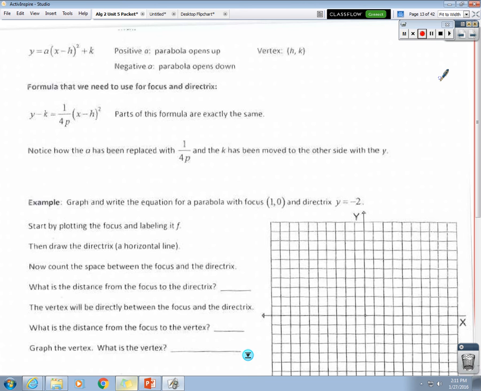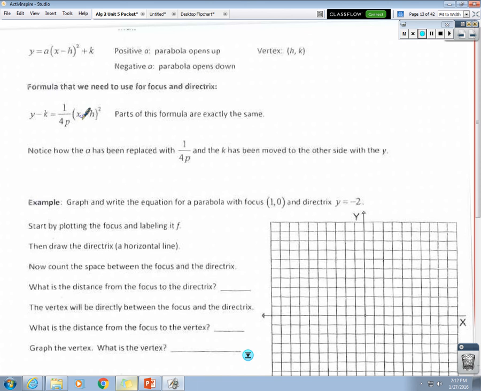Okay, so like I said, the formula that you learned in geometry for the equation of a parabola is y equals a times x minus h squared plus k. Does that look familiar? That's the equation of a parabola. Now remember, if you have a positive a value, the parabola opens up. Negative a value, it opens down. The vertex is the h and the k value. Today, we're going to use this formula for focus and directrix.